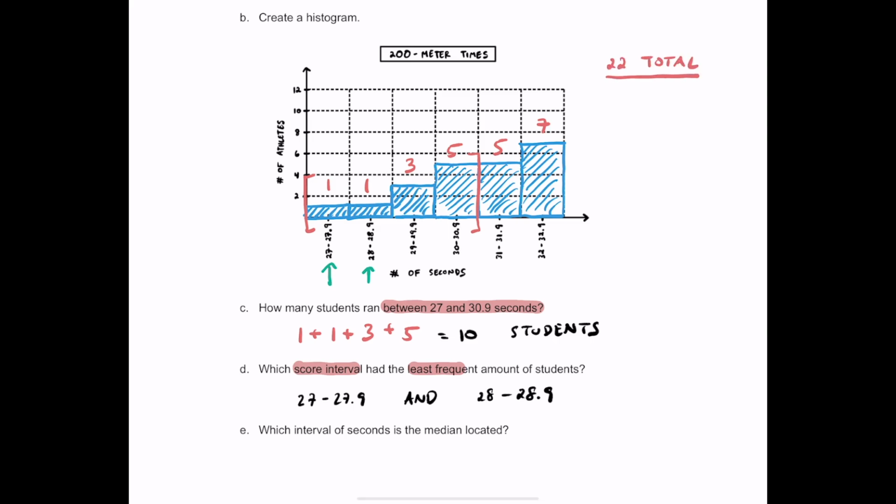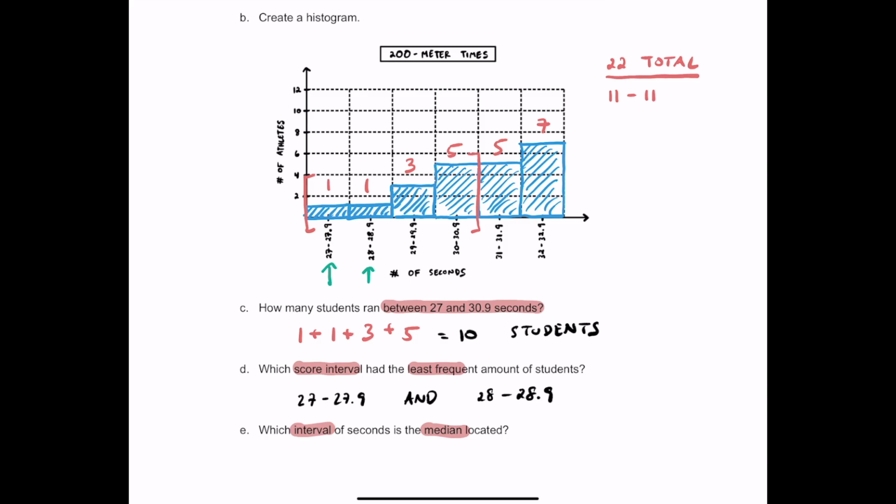And if you didn't have a frequency table or the original data set, you can still find out which interval the median is going to be in without actually seeing the data, right? And the way we do that is we have to find the middle. So if there's 22 total people, that means 11 and 11. If you split the data in half, you have to find the 11th person and the 11th person.